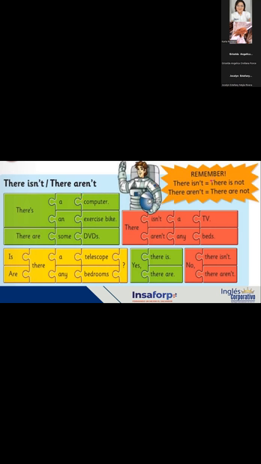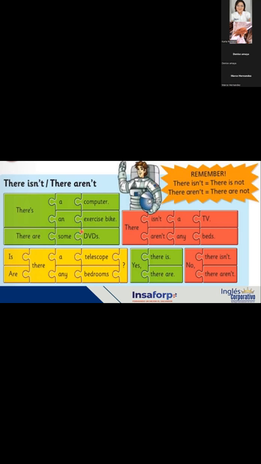Perfect. So now let me see Jocelyn Stephanie. Help me with this negative, please. There isn't a TV. Thank you very much. And Sofía, que hoy está bien callada, Sofía. This one right here. There aren't any beds. Okay, there aren't any beds. Very good. And now the last part, which are the answers of the questions.